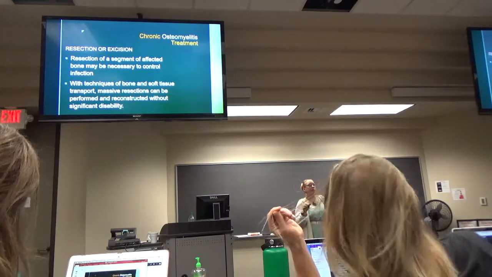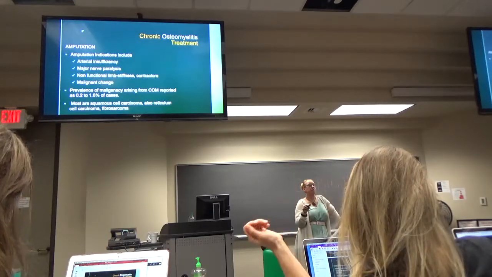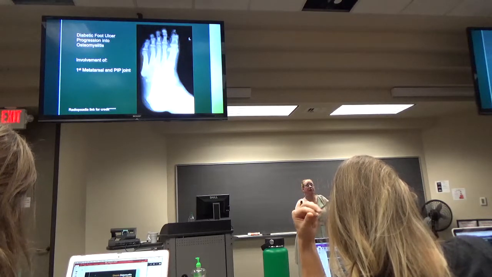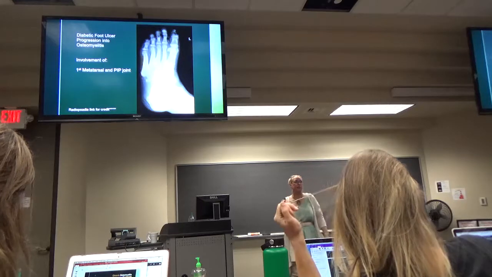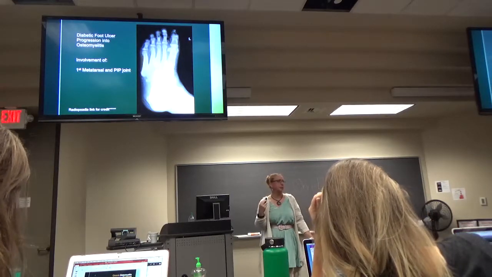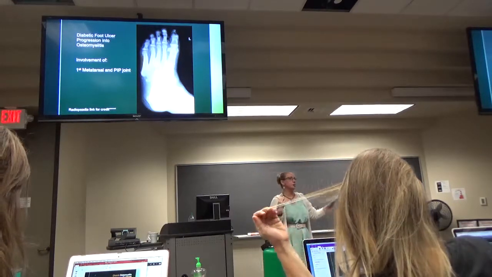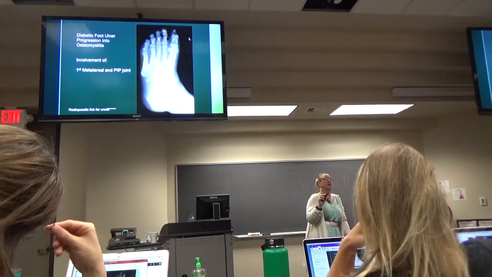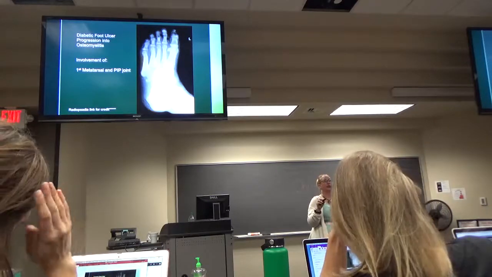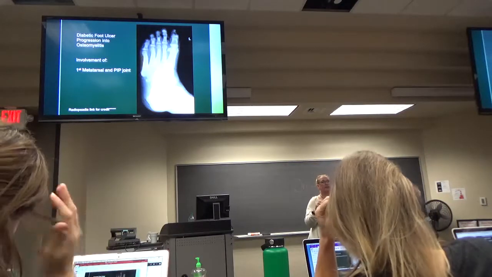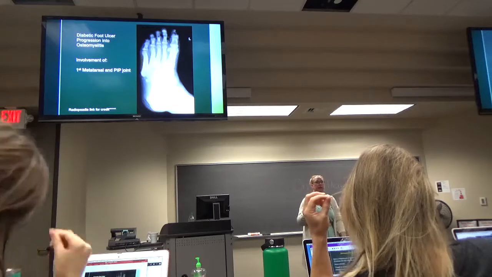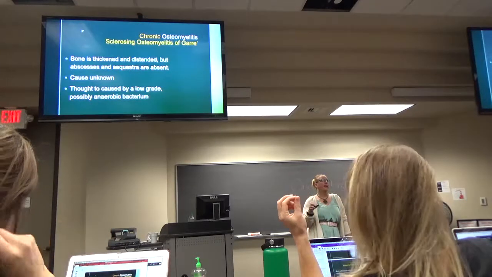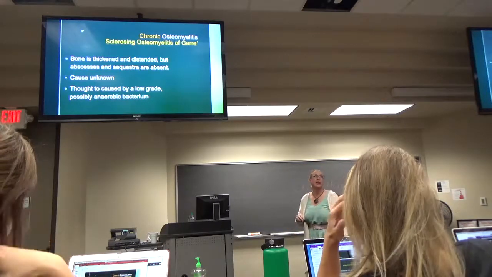The rest of this, again, is for specialists, because you're not going to need to know when to amputate and when not. So diabetic foot ulcers, that's why it's really important that you get them treated, because that's when they start losing toes and feet and legs. Okay. Depends on the involvement of the joint of the actual osteomyelitis, determines how high up the amputation is going to go, obviously. And then sclerosing osteomyelitis of Garré.